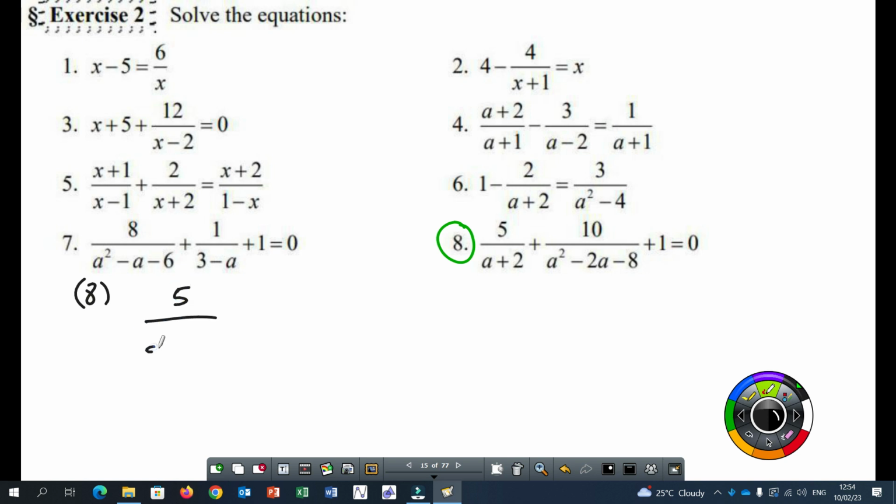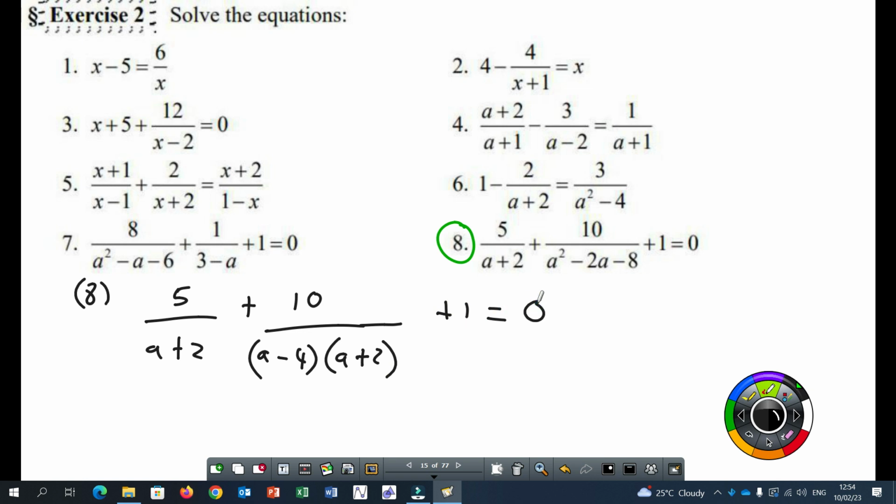So we need to factorize the second denominator. So that would be plus 10 divided by, now if you factorize it, you get a minus 4 times a plus 2. That would be plus 1 equal to 0. So the question is, what's the LCD? A minus 4, a plus 10. Thank you. So the LCD is equivalent to this denominator.